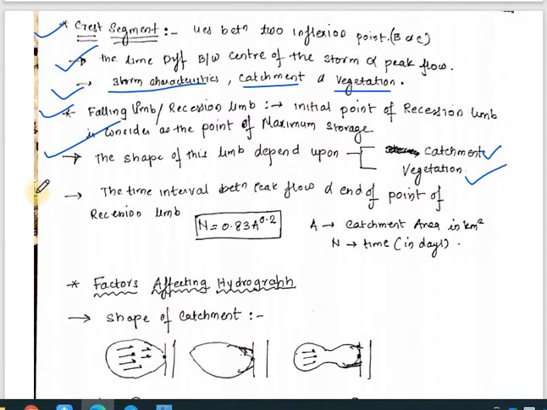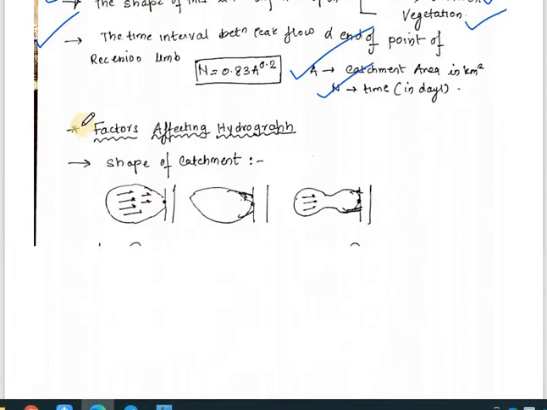Okay, the time interval between the peak flow and the end of the point is called the recession limb. It can also be calculated by N equals 0.83 A to the power 0.2, where A is the catchment area in kilometers and N is the time in days. This is how you can calculate the time interval between peak flow and the end of recession.